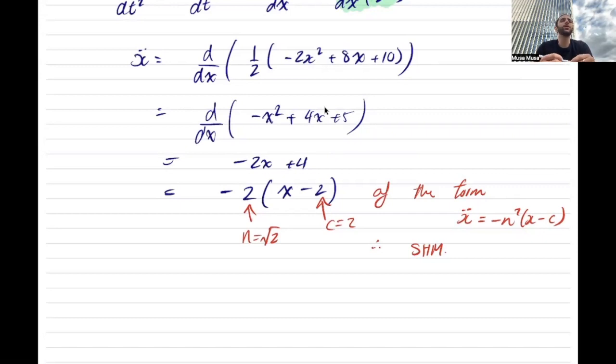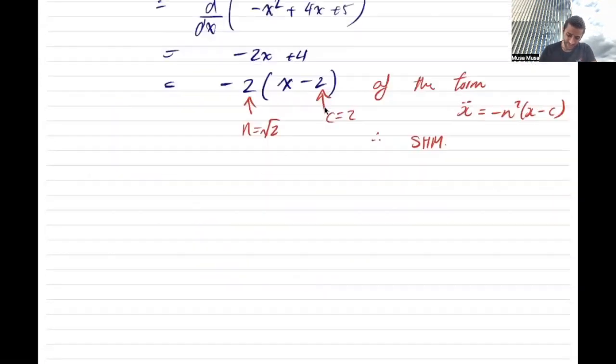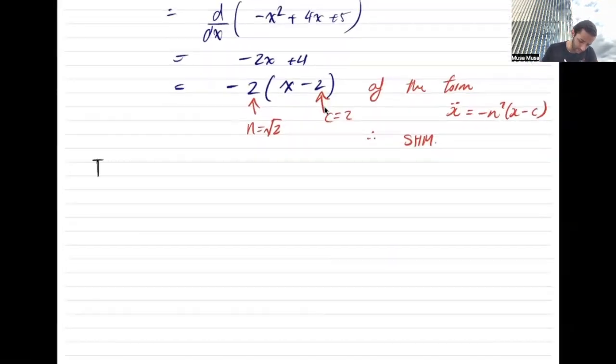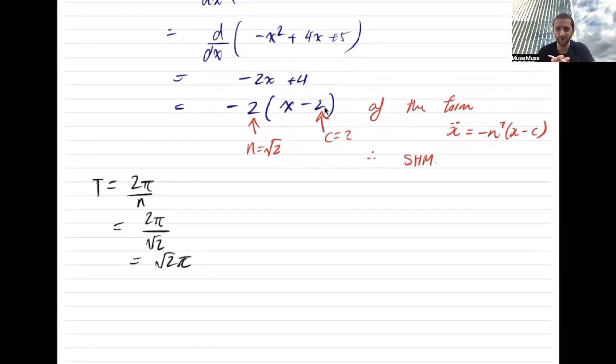Now, I want you to think about a normal sine curve. Okay, what's the next part? So, can we determine the period? Period equals 2 pi on n. Just 2 pi on root 2, which is root 2 pi. Okay, so we've done the period part. Then the next thing is center of motion.